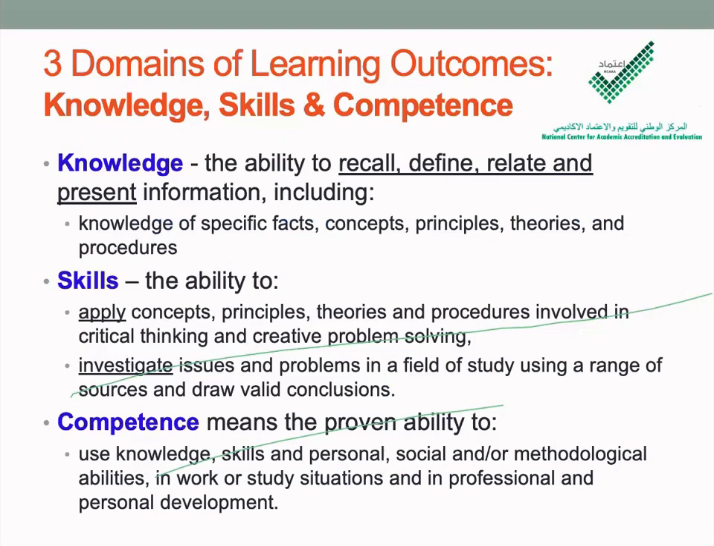And then next is about the domain. There are 3 domains in the standard, and in OBE they are knowledge, skill, and competence. So we also have to take note of this. Now in this discussion, we just focus on the knowledge and skill.